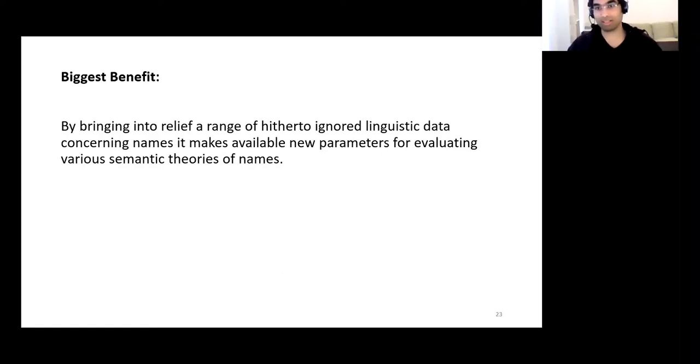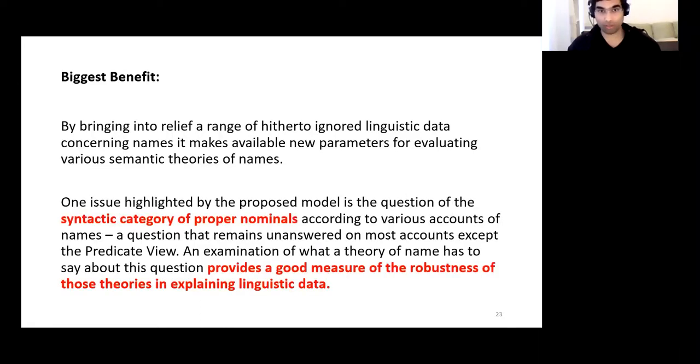previously unacknowledged, ignored linguistic data, it makes available new parameters for evaluating various semantic theories of names. So one syntactic issue highlighted by this model is the question of the syntactic category of proper nominals. So we are entitled to ask, if proper names can have a determiner component and a proper nominal component, then what syntactic category do proper nominals belong to? An examination of what a theory of names has to say about this question, how a theory of names answers it, provides us a good measure of the robustness of that theory in explaining the linguistic data.